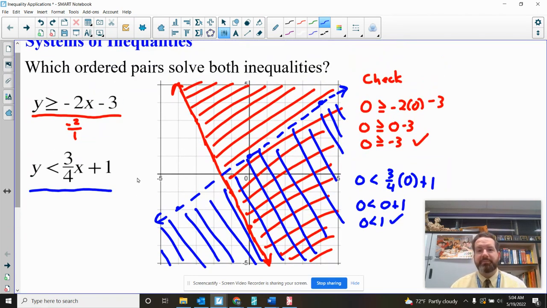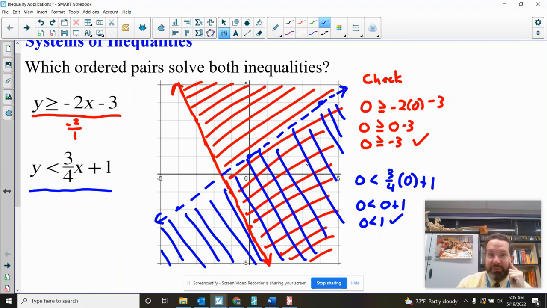So here's what we see. We've kind of got now 4 regions on this graph. We've got this part here with no shading. These are the ordered pairs that don't solve either of the inequalities. We've got a portion here that is only red. Those would be the ordered pairs that solve only the top inequality. We've got a section down here that's blue only. Those would be the ordered pairs that solve only the blue inequality.